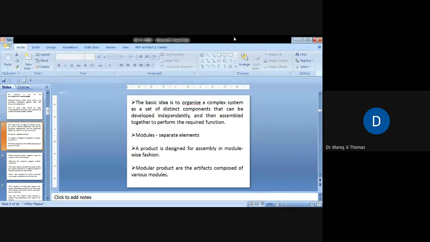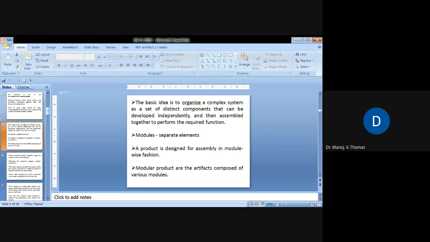So the basic idea is to organize a complex system as a set of distinct components that can be developed independently. The development of a mouse and the development of a keyboard can go in parallel, because there can be two sections, two divisions working on them. One is working on a mouse, one on a keyboard, another on a processor. All these things can be done in parallel and independently, and then assembled together. Finally they are assembled together to form the computer.